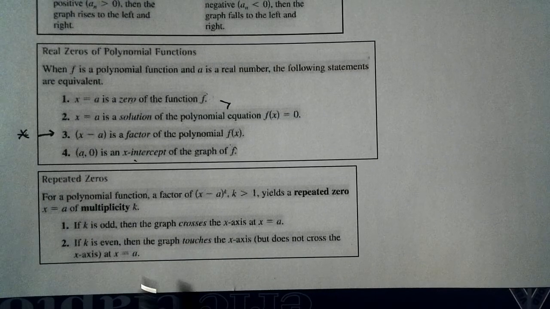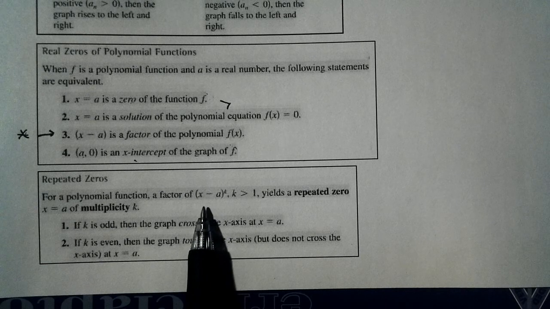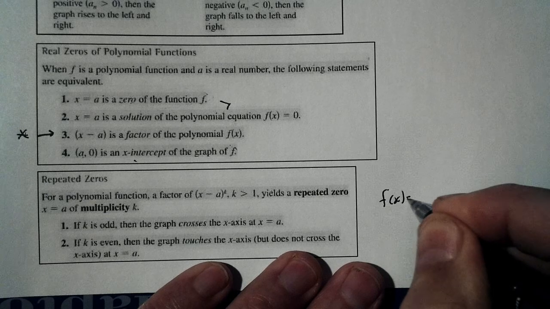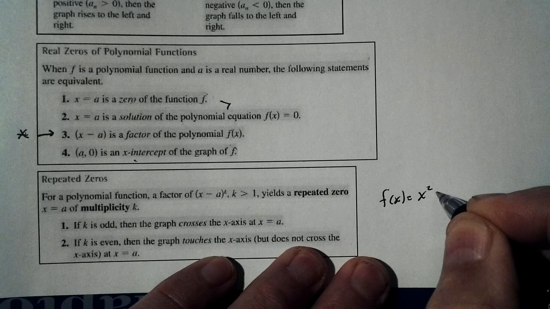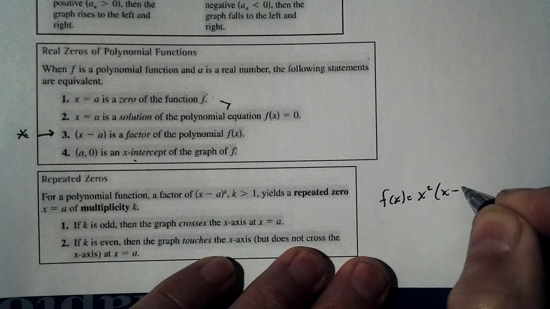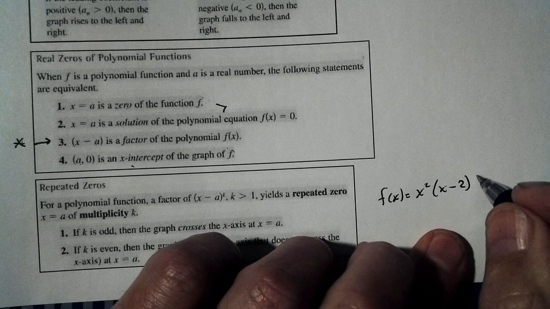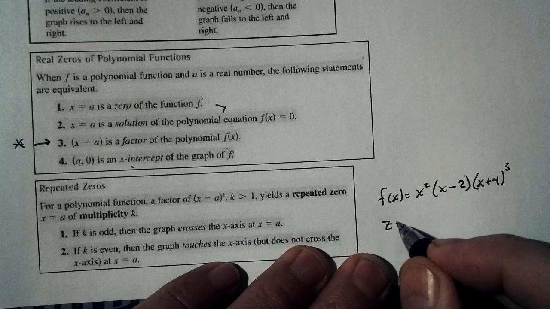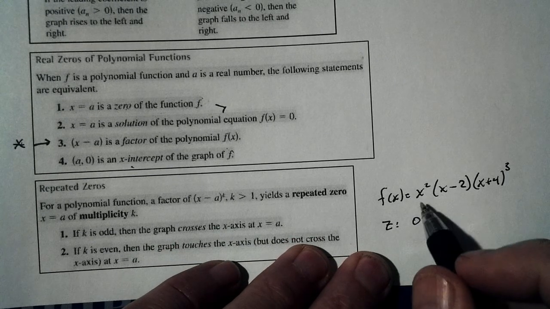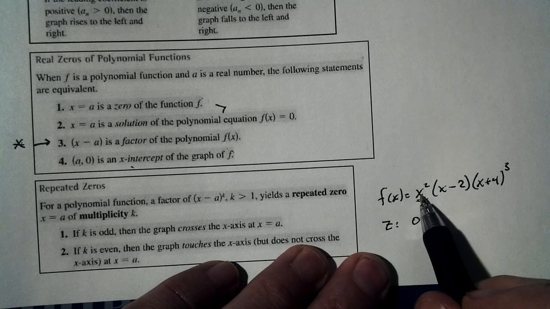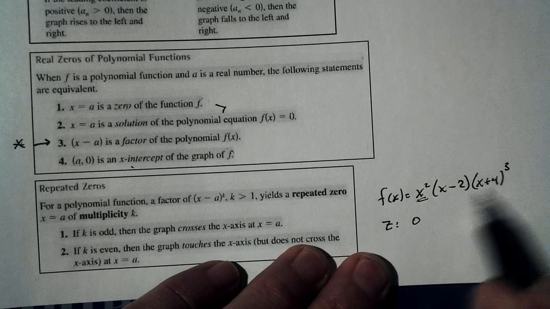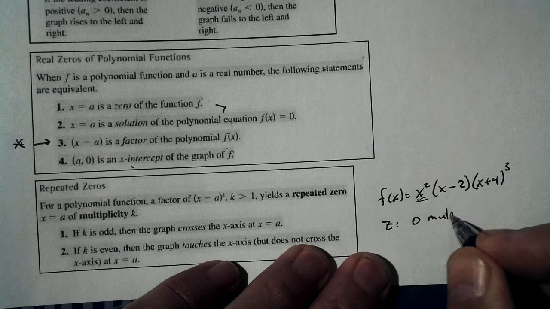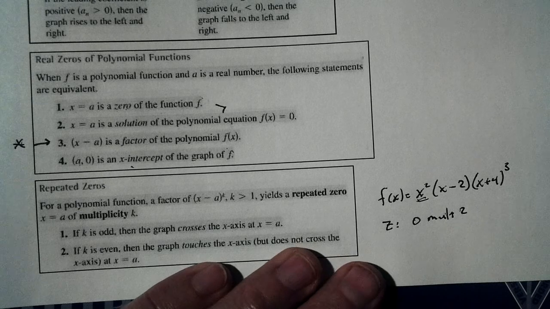And then here they talk about zeros that are multiplicity 2, multiplicity 3. For instance, if I had f of x equals x squared times x minus 2 times x plus 4 to the third, our zeros would include 0, because if I put 0 here, I get 0 squared, 0 times whatever that is. 0 times anything is 0. But that is a multiplicity 2 zero. And it affects the way the graph looks.